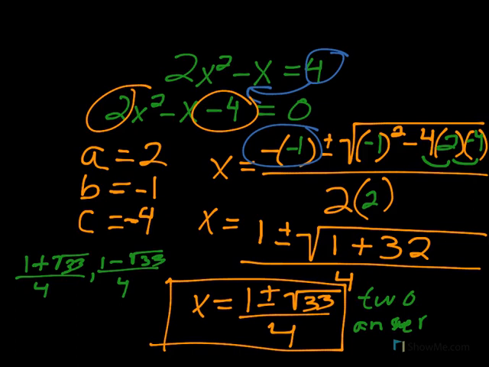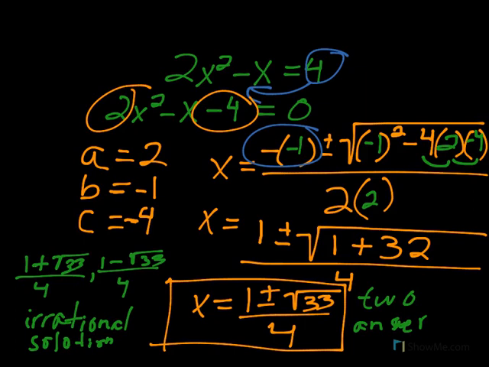Now I need you to realize something. You got two real solutions, but these two answers are irrational. The reason why this is irrational is because you have a square root that is irrational. This is not a perfect square. You don't have a perfect square inside the square root. If you plug this square root in your calculator, it's a number that will never end. And a number that never ends and doesn't repeat as a decimal is an irrational number. So because the square root of 33 is an irrational number, the two solutions of this quadratic function are irrational.